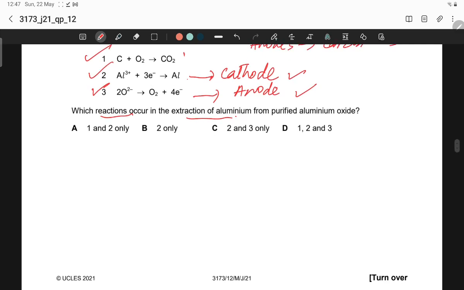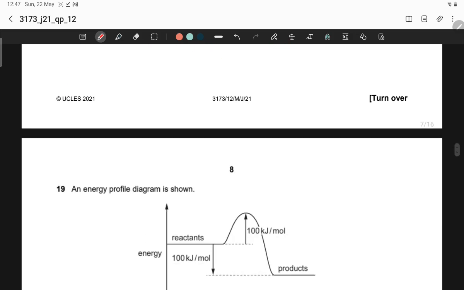So which reactions? 1 and 2 incorrect, 2 incorrect, 2 and 3 incorrect. D option is correct.